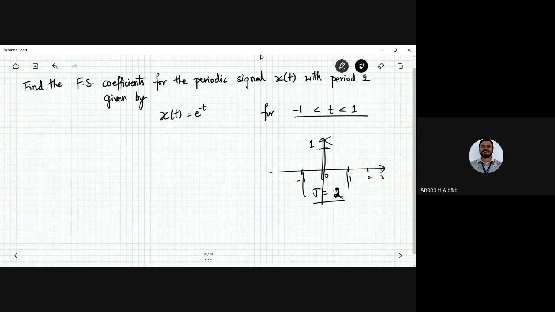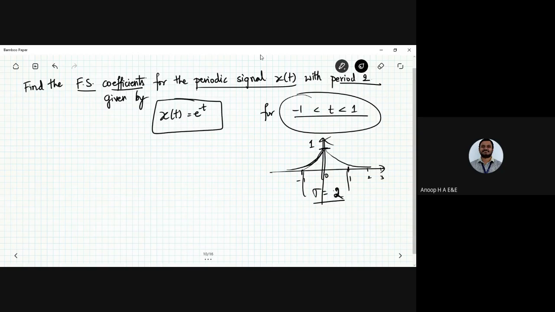So it is exponentially decaying, like this. Now the other part would be exponentially increasing like this. That would be symmetric, which you can apply there. So e power minus t is symmetric with respect to the vertical axis. Now I need to identify the Fourier series coefficients for the periodic signal x of t with period 2, where x of t is given as e power minus t for t from minus 1 to plus 1.